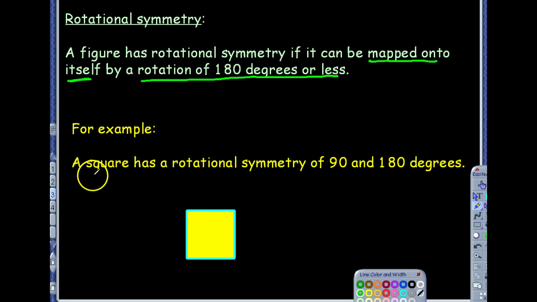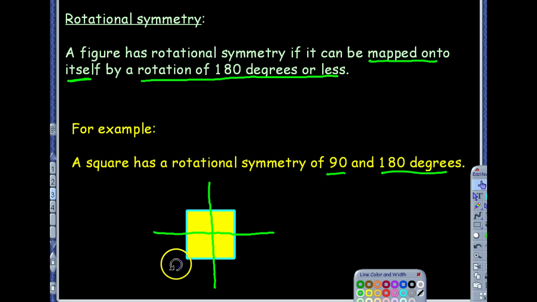Now, this says a square has a rotational symmetry of 90 and 180 degrees. So they're telling you the two types of rotational symmetry. Now, if I imagine a coordinate plane here, I'm going to physically rotate this square. We're going to rotate it 90 degrees. Which direction? Well, they don't specify. And the reason that they don't specify is because it could be 90 degrees either way. So let's go counterclockwise.